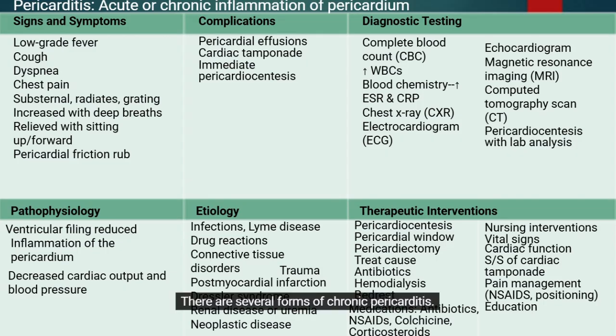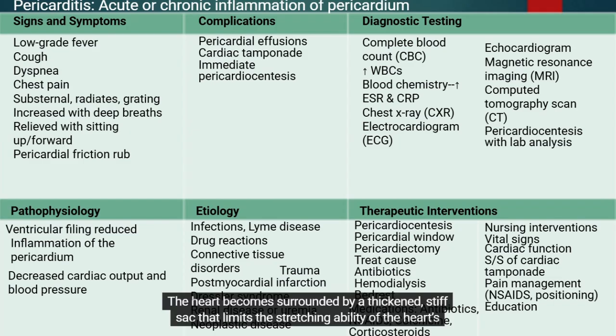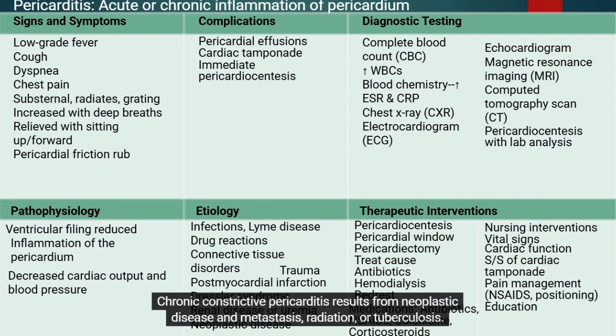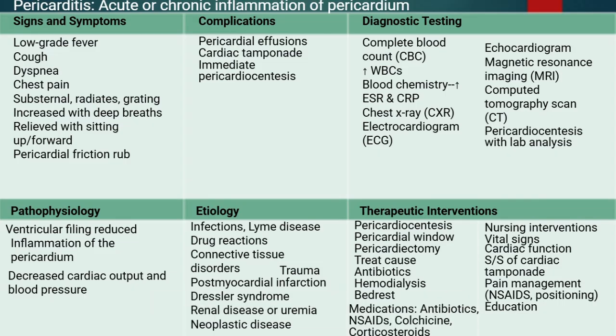So, there are several forms of chronic pericarditis. It is the result of fibrous scarring of the pericardium. The heart becomes surrounded by a thickened, stiff sac that limits the stretching ability of the heart's chambers for filling and may result in HF. Chronic constrictive pericarditis results from neoplastic disease and metastasis, radiation, or tuberculosis.